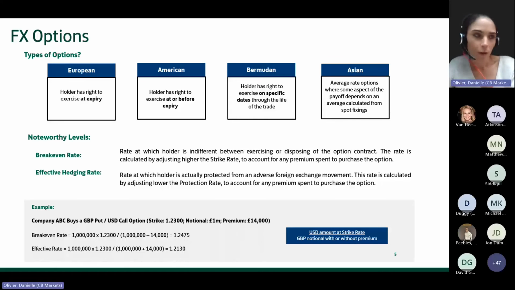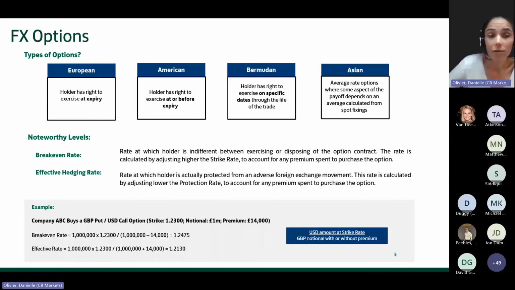So I also thought it worthwhile highlighting a couple of reference rates. These help to analyze the effectiveness of an option. The first one is the break-even rate and then the effective hedging rate. Both are determined by adjusting the strike rate to account for the option premium that needs to be paid. The break-even rate would be the spot rate that achieves the same outcome as the option contract after accounting for the premium. So essentially, if the spot rate is at 1.2475, as per our example at expiry, the buyer would be indifferent between using the option contract and using the spot market.